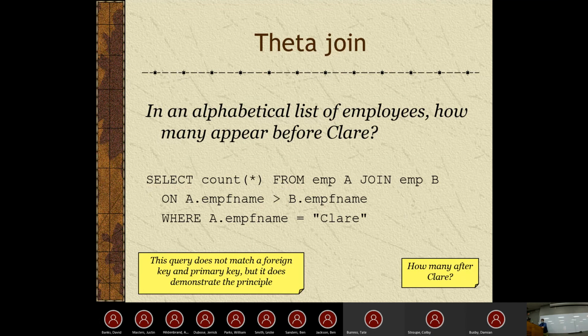So here's an example of a theta join. Basically, if we have some list of our employees, we want to see how many people are going to be inside that list before we reach the name Claire.